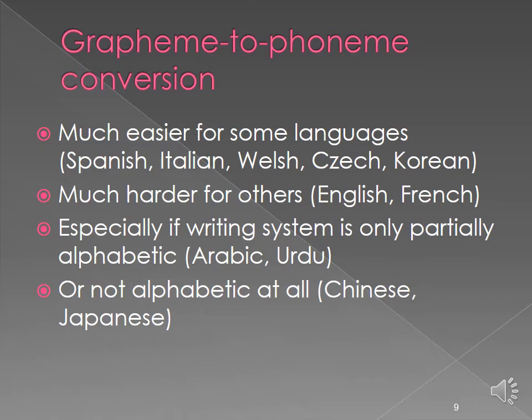Now, it's even harder if the writing system is only partially alphabetic. Okay, Arabic and Urdu use totally different writing systems, so grapheme to phoneme conversion is extremely difficult. Some languages are not alphabetic at all, such as Chinese and Japanese. What does this mean? It means that there are no alphabets. For example, in English, you have an alphabet of 26 letters, and you can construct various words using those 26 letters. In Chinese, symbols represent things. There is no such thing as a Chinese alphabet.